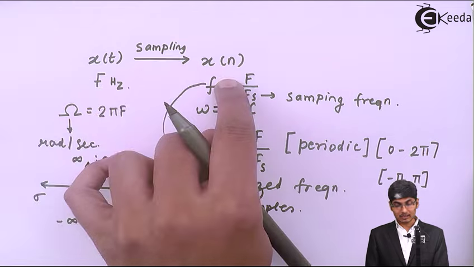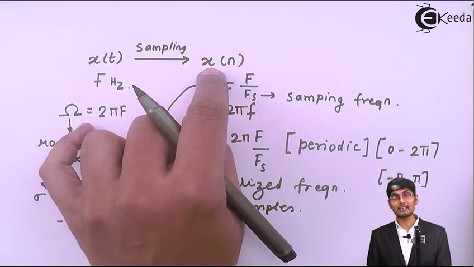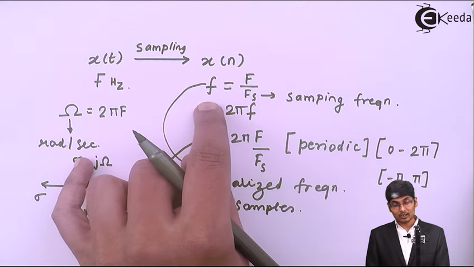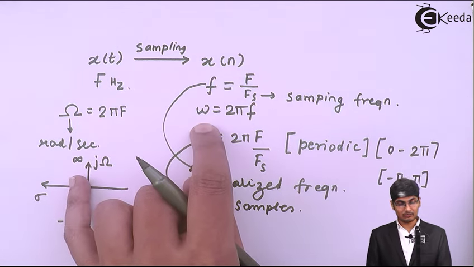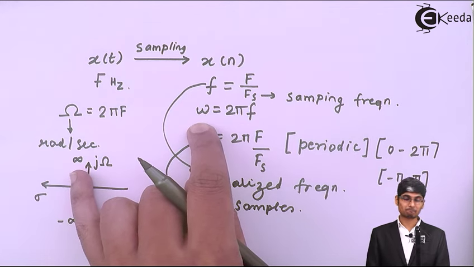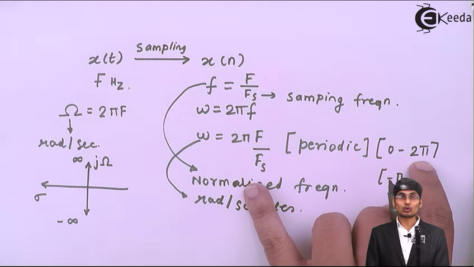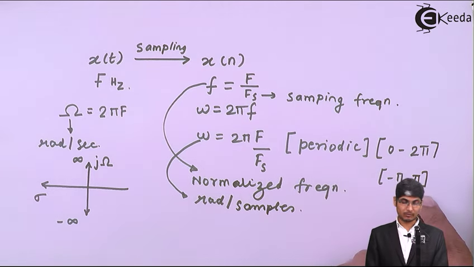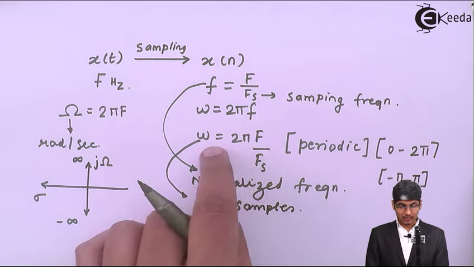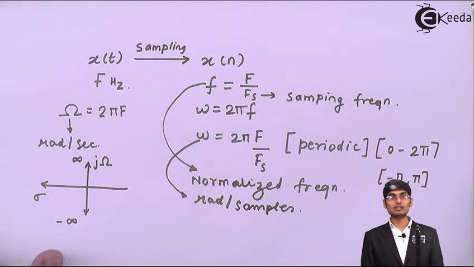Now I sampled it with a sampling frequency of Fs and I got discrete data. The frequency is now converted to a discrete frequency, which is 2 pi f, small omega, which is periodic with a period of 0 to 2 pi, or from minus pi to plus pi. This small f is called the normalized frequency, and the unit for omega is radians per sample.